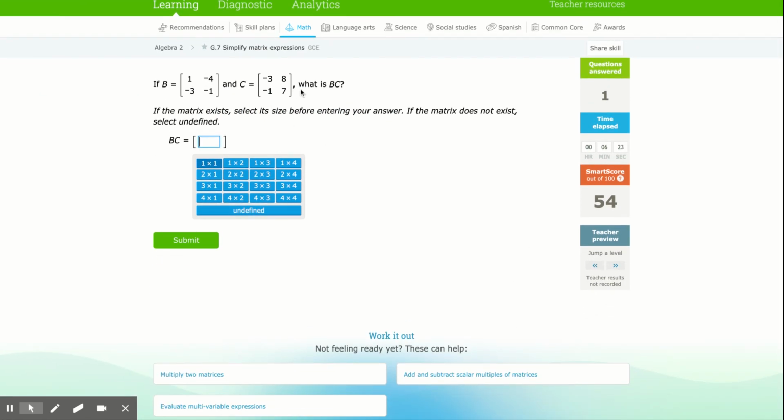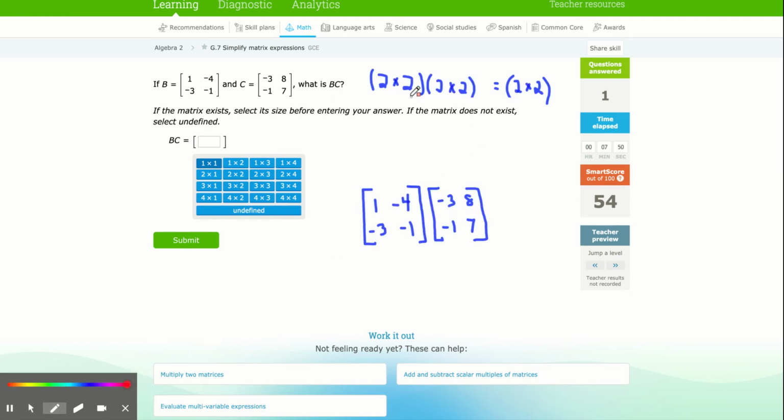So again, the first thing I'm going to ask myself before I write this down is, does the number of columns in the first one match the number of rows in the second one? Or if you write down the dimensions, right? The first one's a 2 by 2, the second one's a 2 by 2. Do the two middle numbers match? They do. And remember, your outcome will be a 2 by 2, the outside numbers.